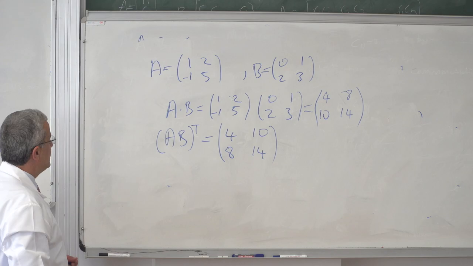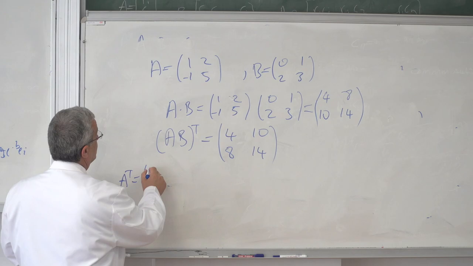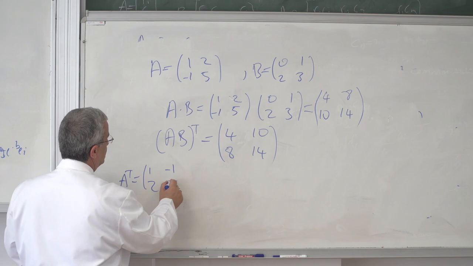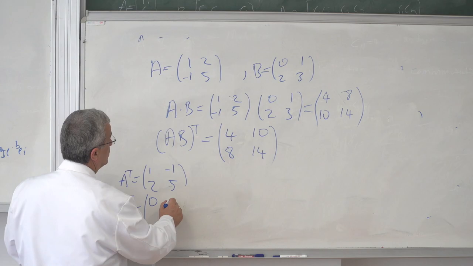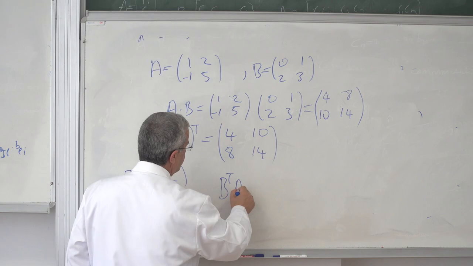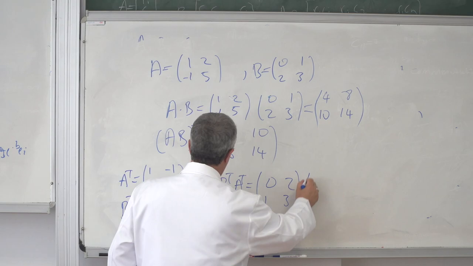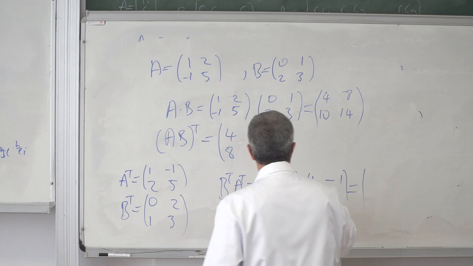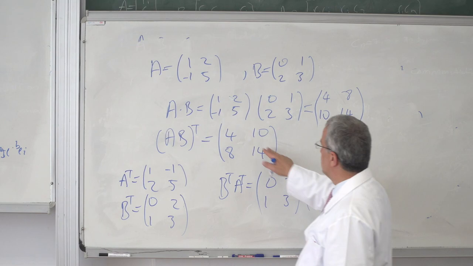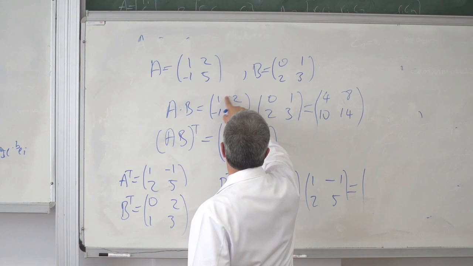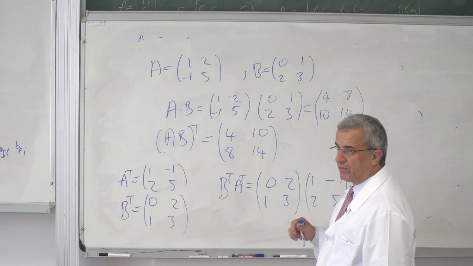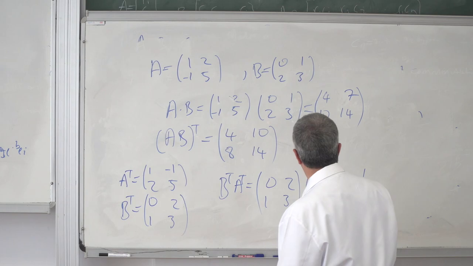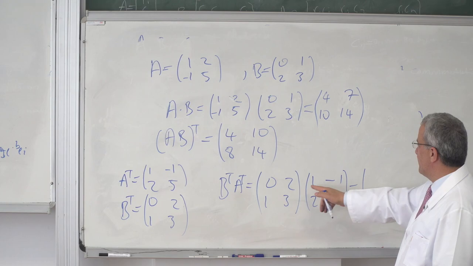Okay, now we will do the other one. A transpose is [1, -1; 2, 5]. And B transpose is [0, 2; 1, 3]. So B transpose times A transpose is equal to [0, 2; 1, 3] times [1, -1; 2, 5]. This is, okay, 2 times 6 is 8, 1, 7, right? Okay, so I made the same mistake, you see, at the same point. Okay, so let us multiply this. If I do it alone, I make mistakes. So let's do it together.